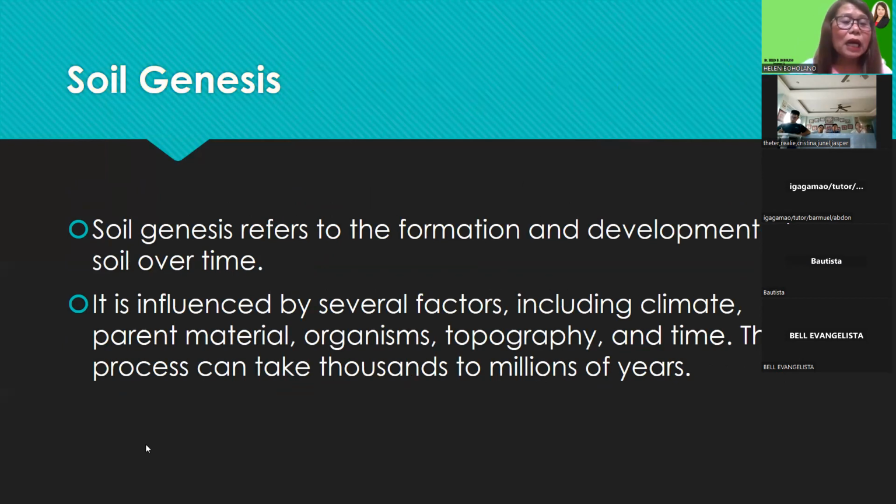Now, soil genesis refers to the formation and development of soil over time. It is influenced by many factors like climate, parent material, organisms, topography, and time. So the soil changes over time because of climate change; the corn that used to be fertile here before no longer is, no? So there are several factors that influence it. The process can take thousands to millions of years.